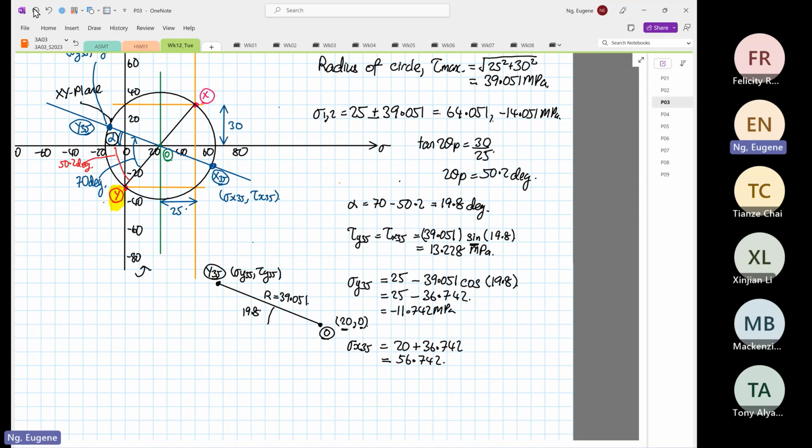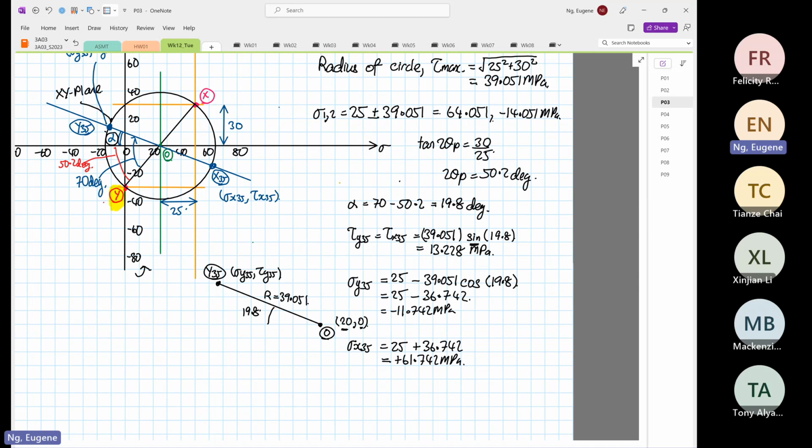Now I think that's why it's important to draw accurately. Right now this looks like normal stress minus 11. Just now when I did it, 20 was not right. So this is 25. So 25 plus 36.742 is 61.742. So we now know the values.